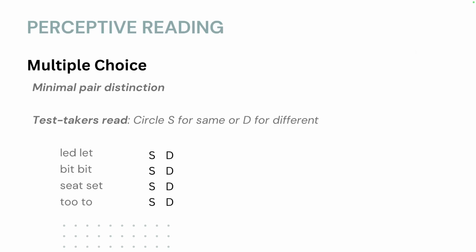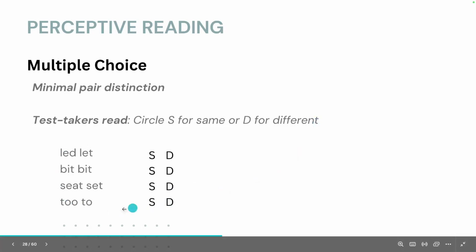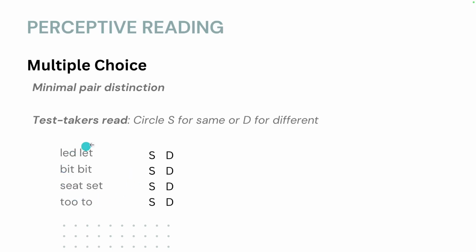Okay, so here are some examples of those. We could do minimal pair distinction. So you see they circle S for same or D for different. And one thing I want to say here though is you see this test item, right? Test takers read: circle S for same or D for different. Now, my opinion is if they have to read this in order to understand what to do, maybe this is already too easy. Or if this is the perfect level for them, they might not be able to read this prompt. So you might have to say it as well, but just a small point.